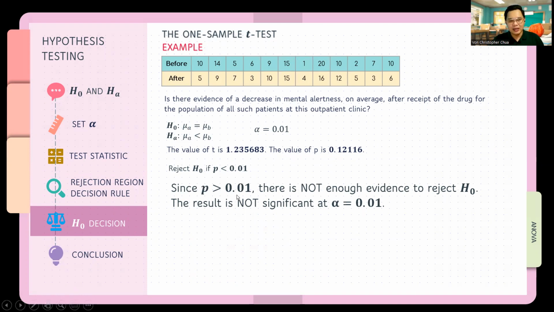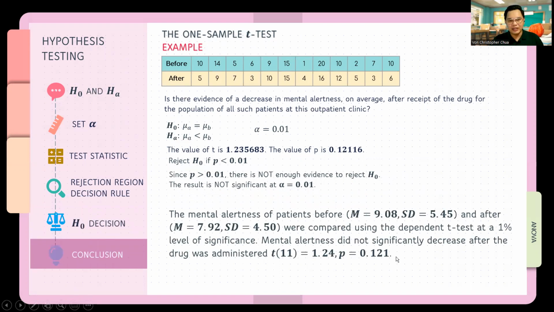So since p is greater than 0.01, there is not enough evidence to reject the null hypothesis, and the result is not significant at alpha equal to 0.01. Finally, we write a conclusion, and then we say that the mental alertness of the patients before. So notice that similar to what we did in the previous example, we also give the mean and the standard deviation. But this time, since we're working with two different data sets of the same individuals, then we will have two means and two standard deviations, and we state both of them.